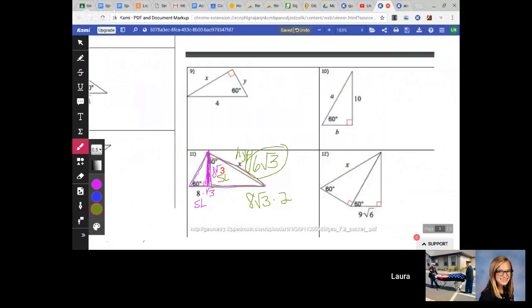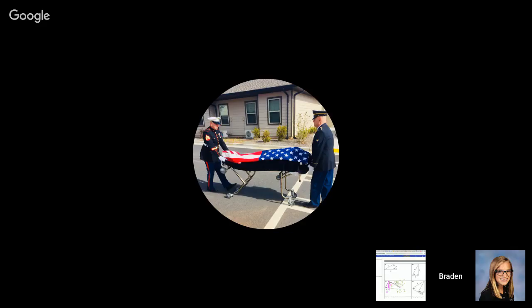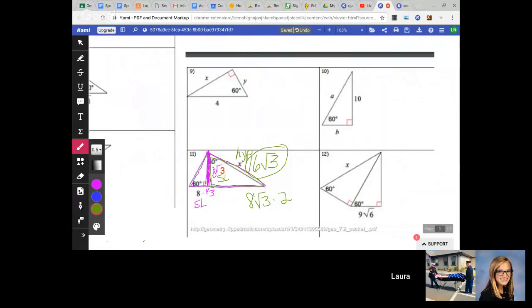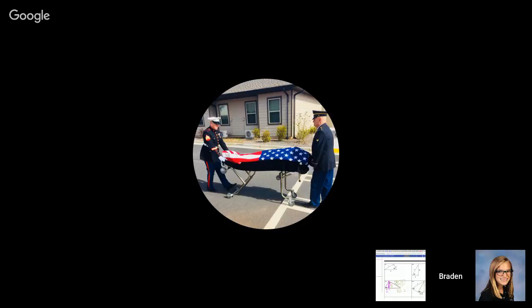Is that more clear? Yes, ma'am. You said 12 also? Yes, ma'am. Okay. Kind of like the last one, you only have one number to start with. So you have to figure out a piece of this triangle that will help you know something about the one on the left. 9 root 6, what part of that green triangle is it? That's the short leg.